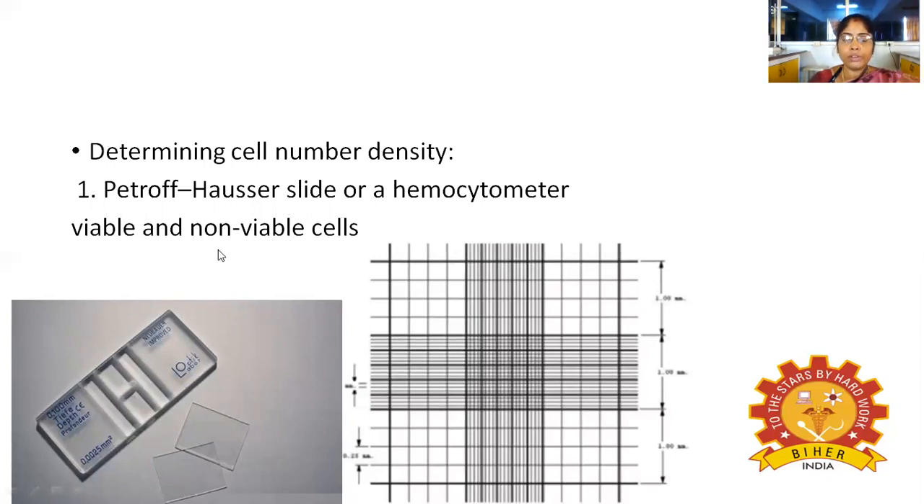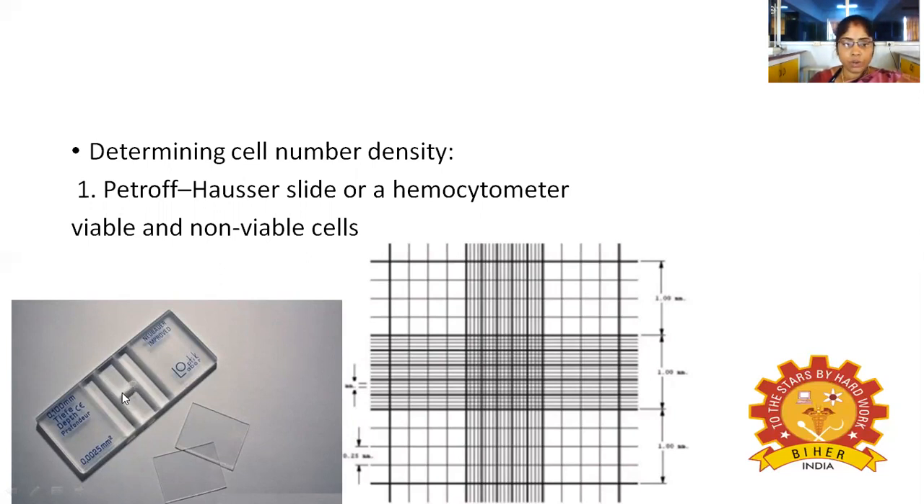So we take this under the microscope and it will show how many cells are present. This is said to be the hemocytometer, or we can call this slide a Petroff-Hausser slide, since it was developed by Petroff and Hausser to detect viable as well as non-viable cells. The main disadvantage is that it will also count the non-viable cells. Okay, so that's why it interrupts the process, so we will go to the next method.